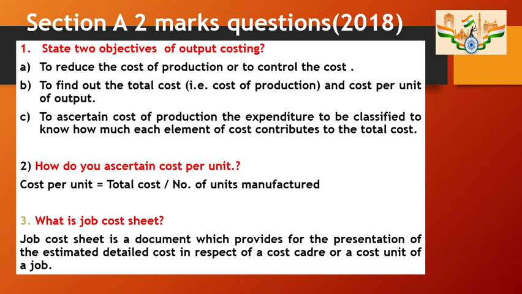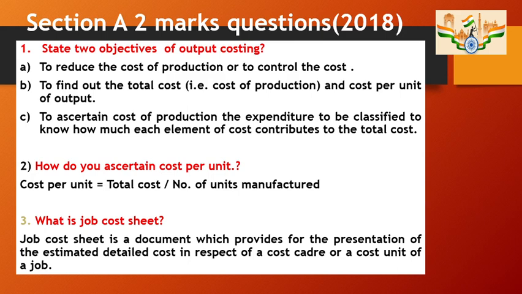State 2 objectives of output costing: to reduce the cost of production or to control the cost, to find out the total cost, that is cost of production and cost per unit of output, to ascertain cost of production, the expenditure to be classified to know how much each element of cost contributes to the total cost. Dear students, I am just reading out. I don't want to explain. I don't want to give more time for these 2 marks questions. So you please read out or learn it by heart, and you can write in the examination. I will concentrate only on the problems and solutions.